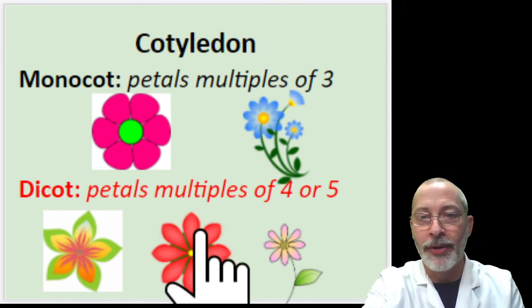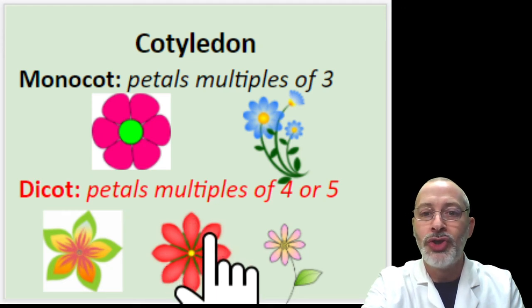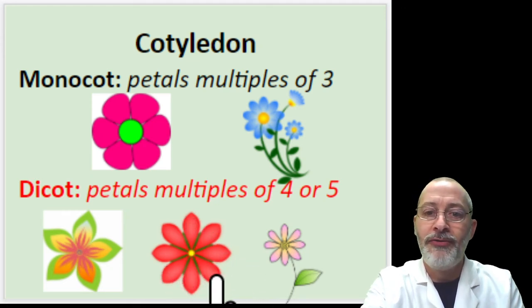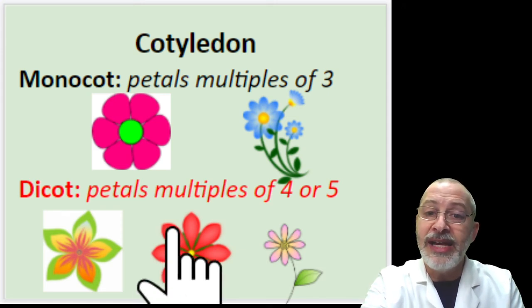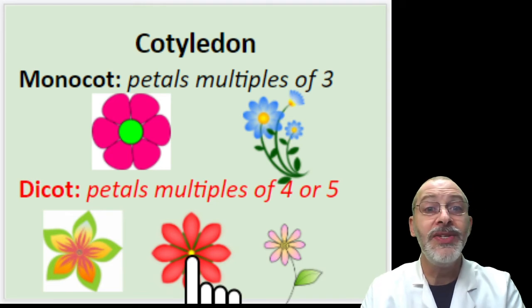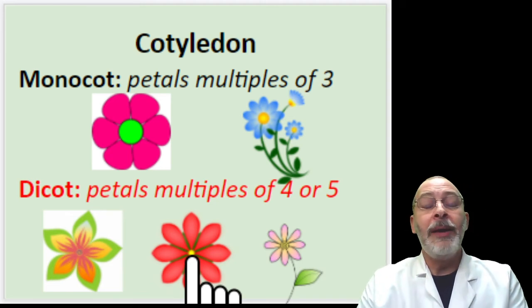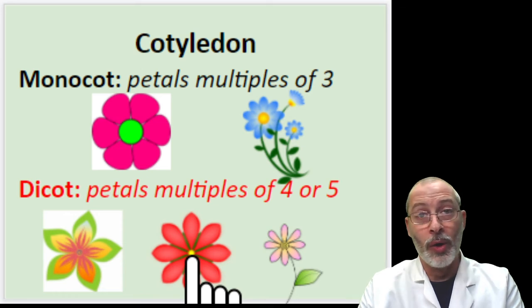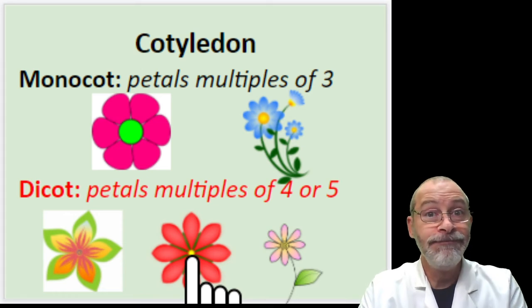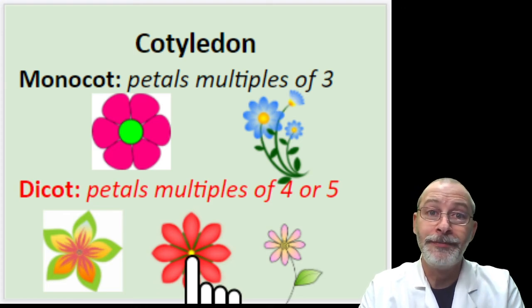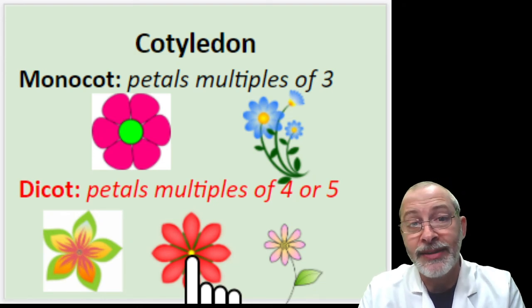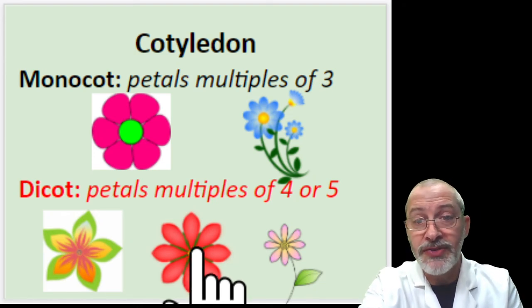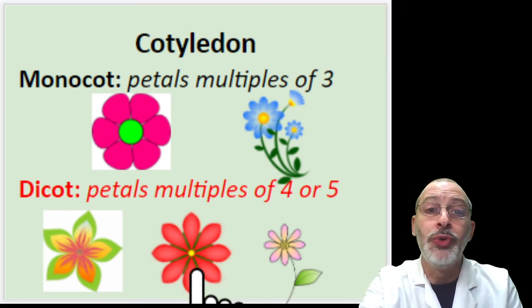Let's check out this flower. Let's start at the top. 1, 2, 3, 4, 5, 6, 7, 8. Is 8 a multiple of 4 or 5? Yes, it is. It's a multiple of 4 because 4 times 2 equals 8. So again, the seeds of this flowering plant would have 2 cotyledons.